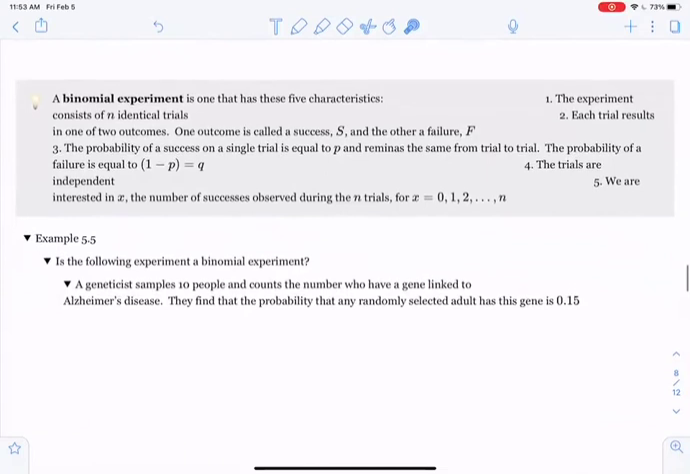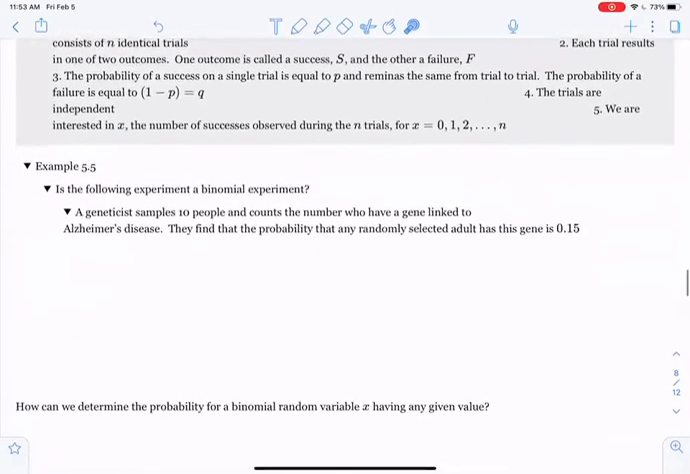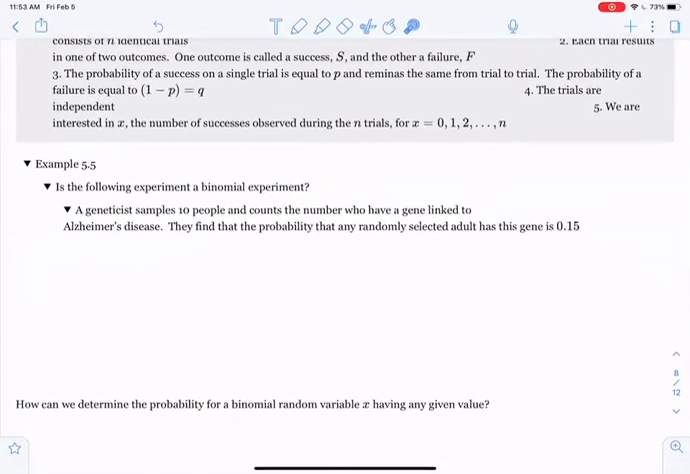So let's look at an example that follows this binomial experiment method. Let's say we have a geneticist who sampled 10 people and counts the number of these people who have a gene linked to Alzheimer's disease. They want to find the probability that any one randomly selected adult has this gene, which is 0.15.